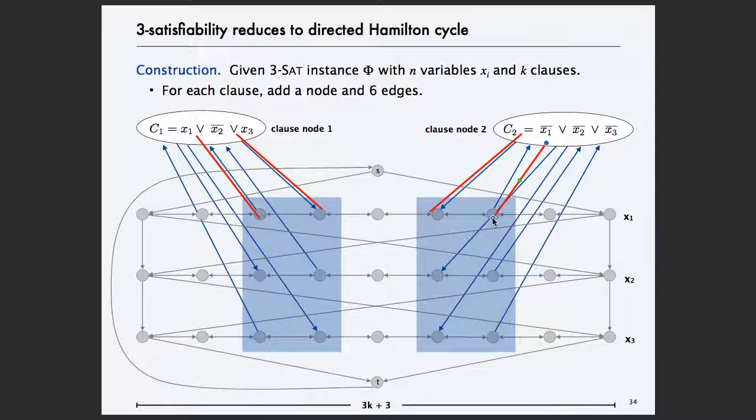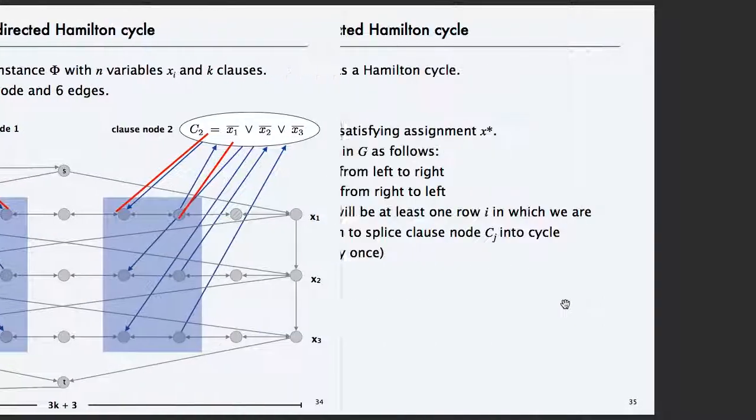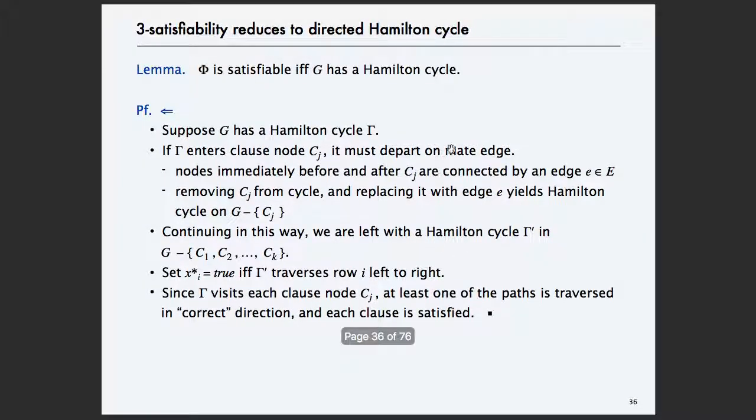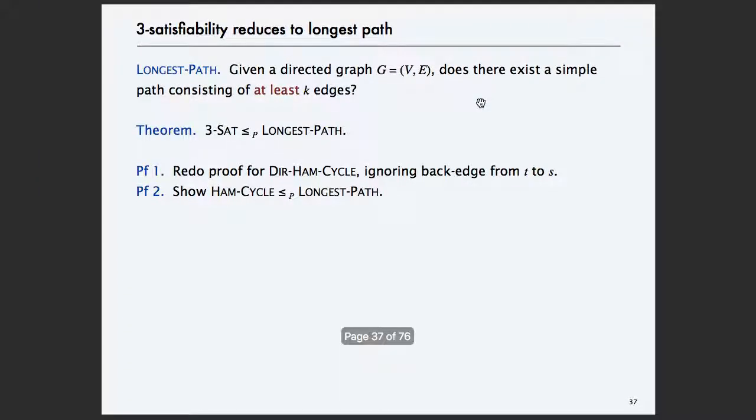So 3-SAT reduces to Hamiltonian cycle in a horrible, horrible way. That is actually the easy one. There is an uglier one. There's a couple of uglier ones.